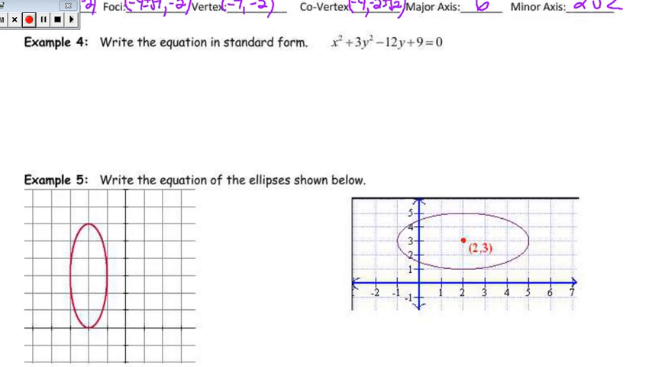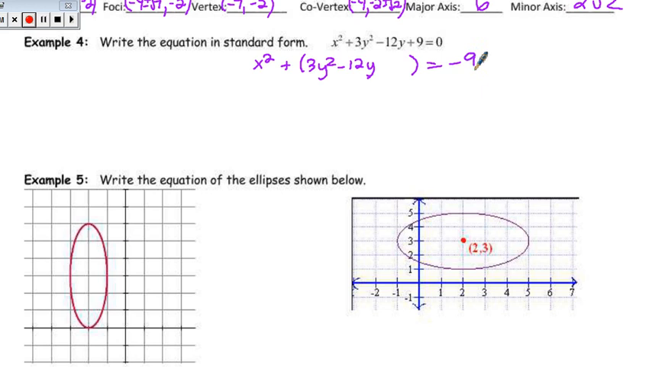Okay, so now we're in a general form. I just need to get this into standard form. We're going to do that by completing the square. So what we're going to do is gather up the x terms, and there's only the one right here. Then I'm going to gather up the y terms, and I'm going to leave a little bit of space too because I'm going to complete the square.